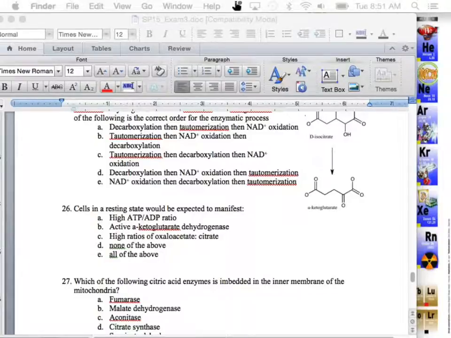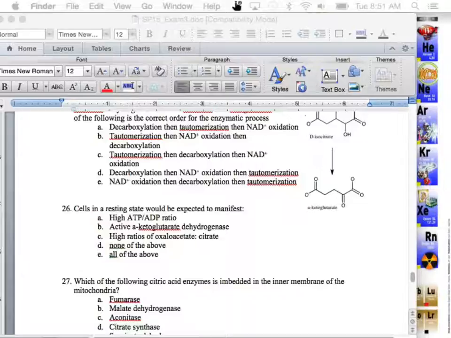We take a look at the practice exam, question 26. Cells in a resting state would be expected to manifest... Let's work through this. So number one, A. We're at a resting state, what happens? The instant we transition from active to resting, tons of ATP. We stopped using that energy source that's getting produced, so we're going to expect a higher amount of ATP relative to ADP. So that makes sense.